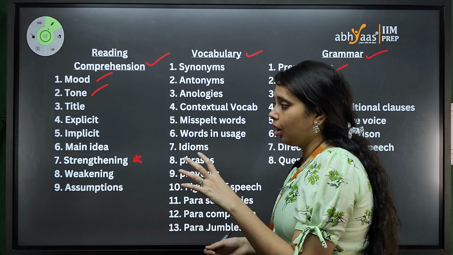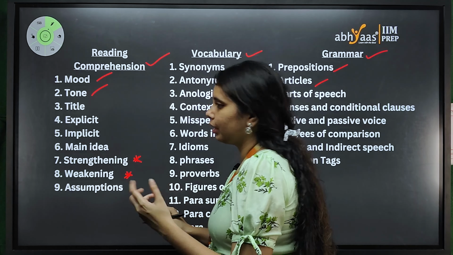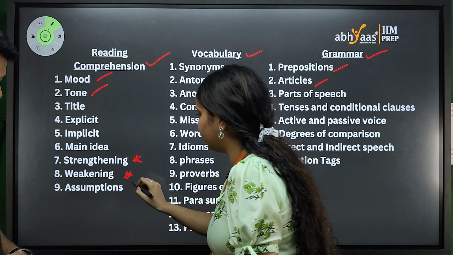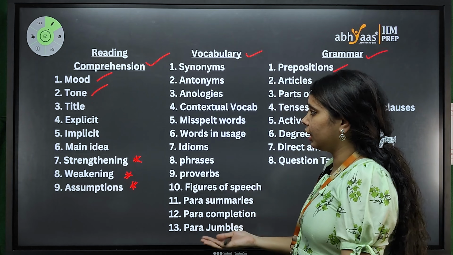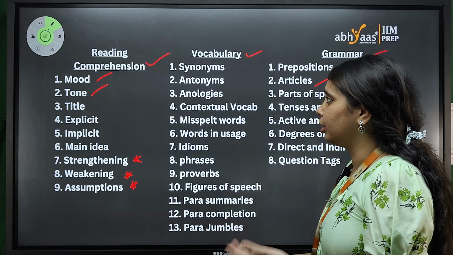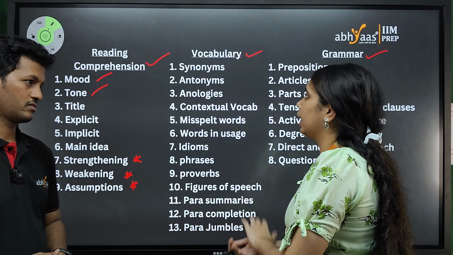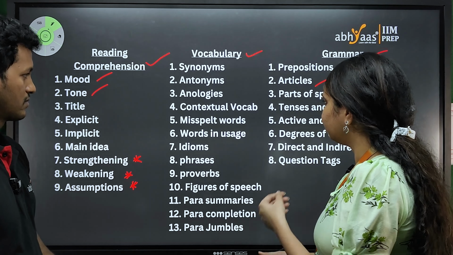Okay, so when it comes to very important things, I think strengthening and weakening, because he has mentioned that you have to make a decision under pressure, and strengthening and weakening are a bit tricky when it comes to RC. So I think we can stress on that, strengthening, weakening and assumptions too, because explicit and implicit questions are very, very common in all kinds of BBA entrance examinations. But since we are talking about Kozhikode, which is one of the top IIMs, I think the paper might be a bit tougher.